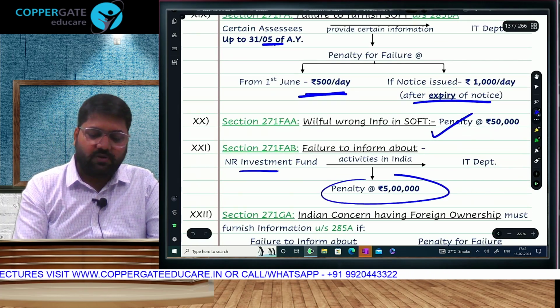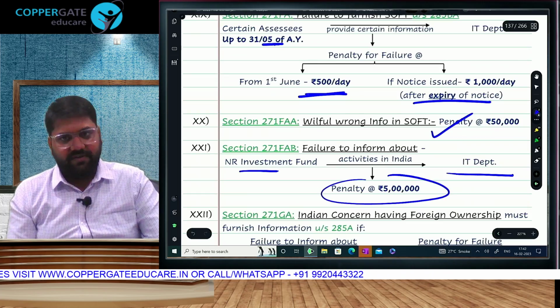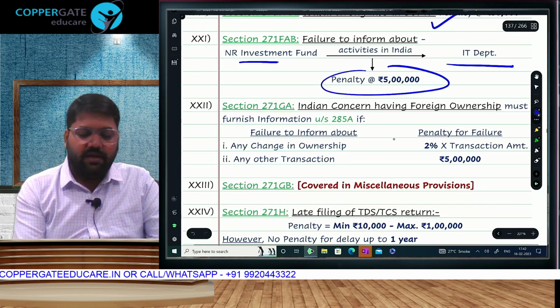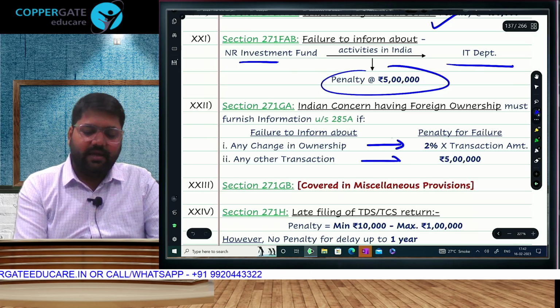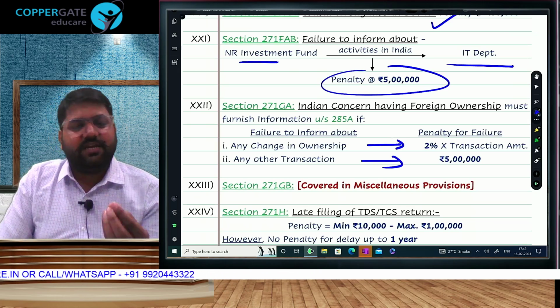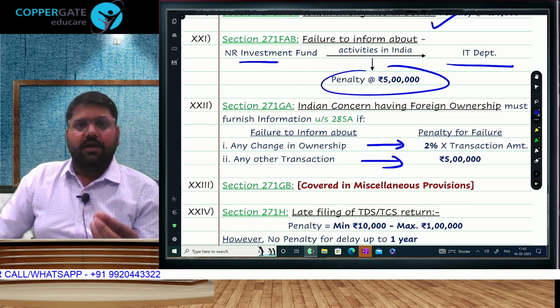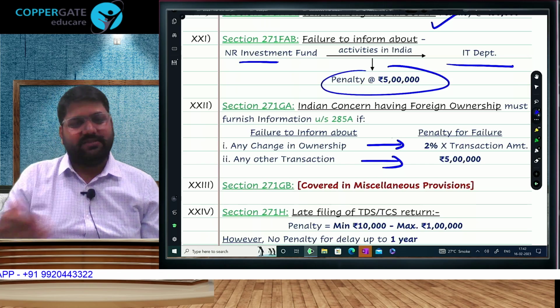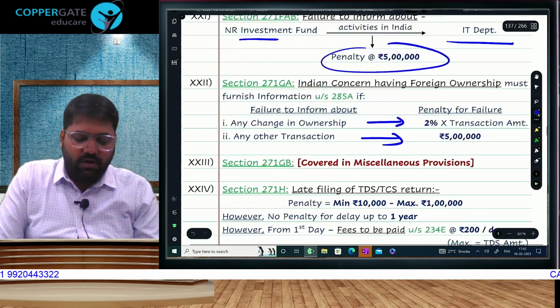Non-resident investment fund has to inform about activities in India, otherwise 5 lakh ka penalty will be applicable. If an Indian concern has foreign ownership, inform about change in ownership 2%, any other transaction 5 lakh rupees. 271 GB is that once again uniform transfer pricing documentation se related. If you don't furnish the CBC report on time, to uska sab penalties. Again, miscellaneous mein quickly I will show you.